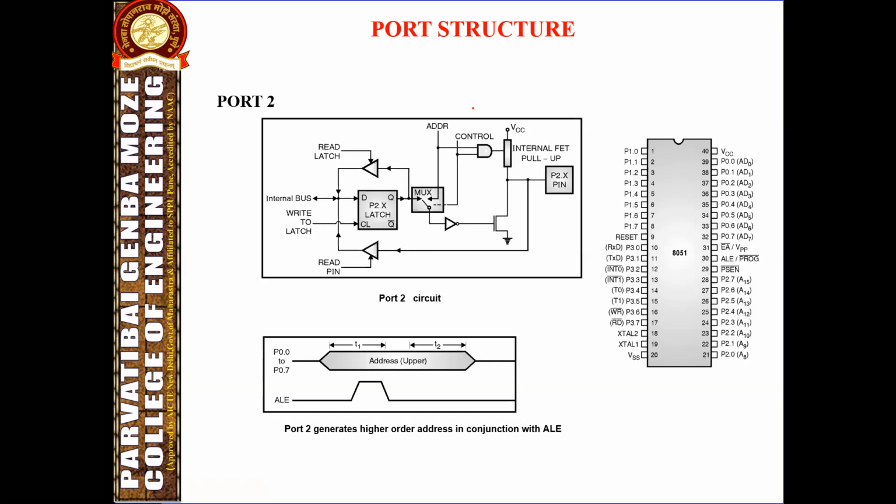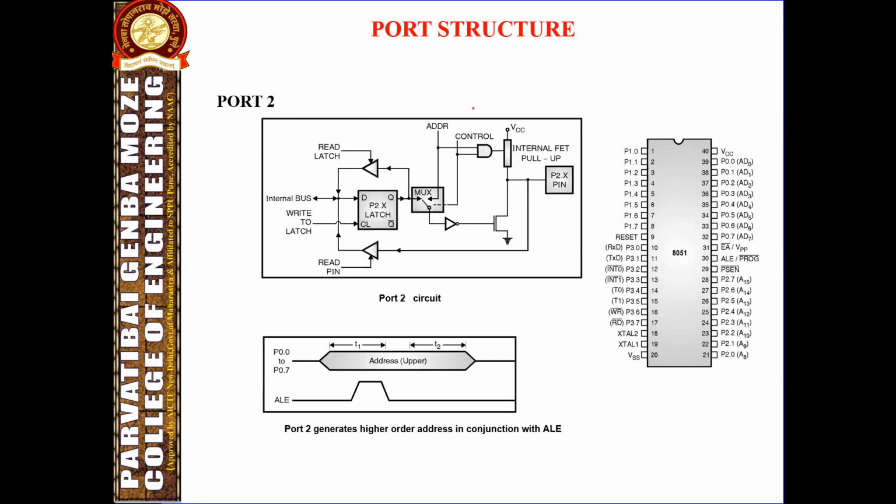The port 2 circuit contains a D type latch, multiplexer, bidirectional buffer, FET, and output stage with pull-up. When port 2 is used as an input port, one must be written to the corresponding port 2 latch bits. This causes the FET to turn off, and the pin and input buffer are pulled to logic high by the internal pull-up load. Port 2 is called a quasi-bidirectional port as its output is pulled high with the pull-up resistor.